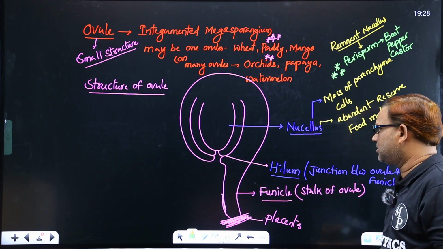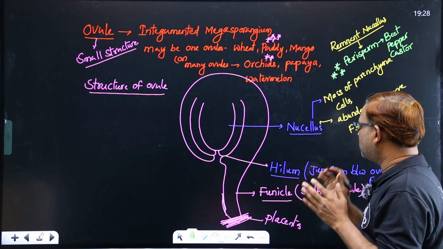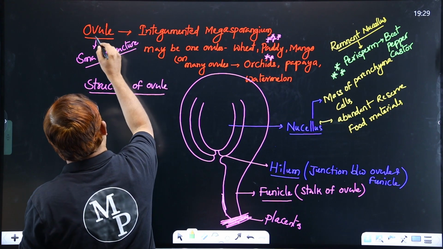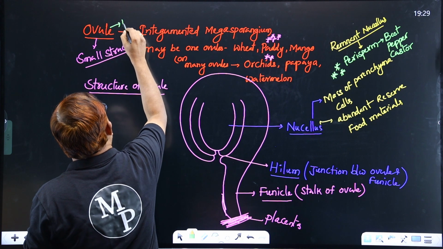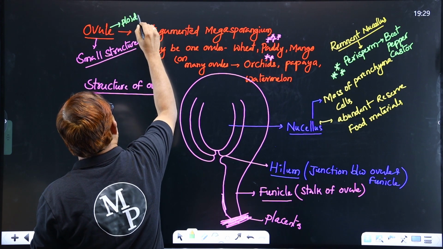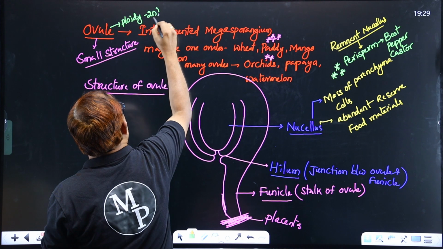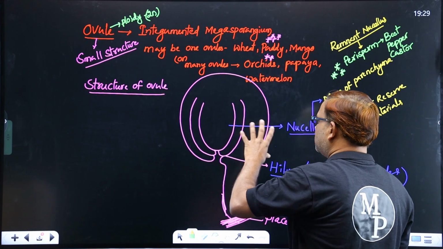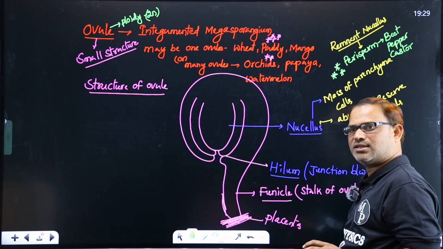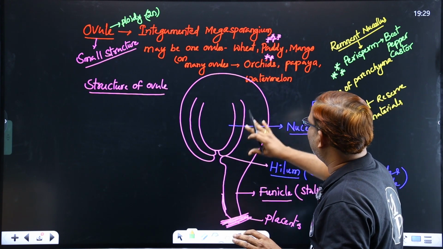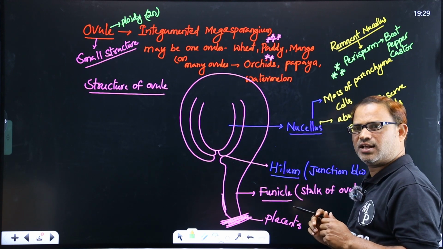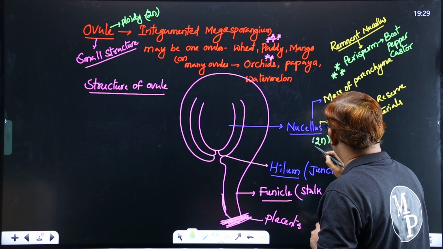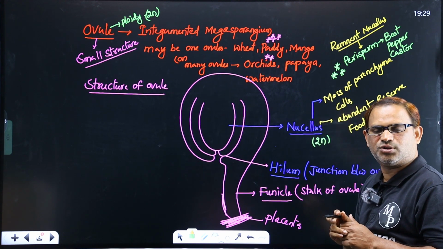Remnant of nucellus. See all of you, what is the nucellus ploidy? Actually, what is the ploidy of the ovule? Diploid. The ploidy of the ovule is diploid. That's why inside the ovule there is a mass of parenchyma cells. The mass of parenchyma cells is called nucellus, right? So the nucellus ploidy is also what? 2n.